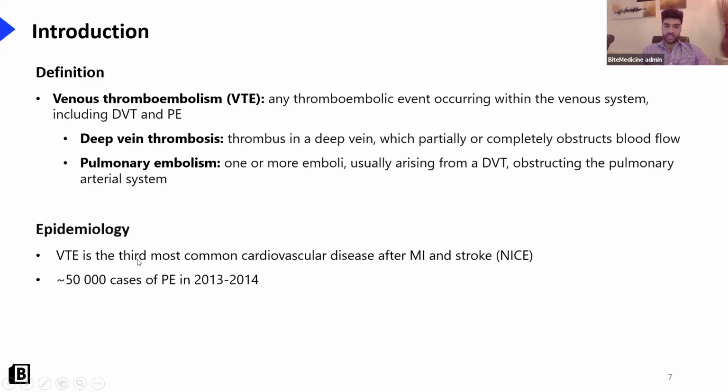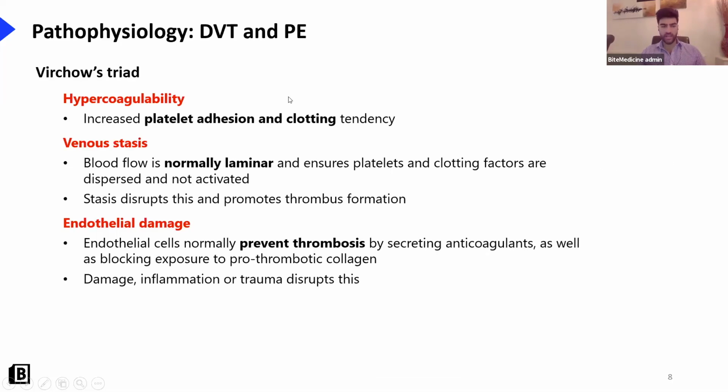Epidemiology. VTE is the third most common cardiovascular disease after MI and stroke, and PE is very common. There were 50,000 cases in 2013 to 2014. So this is common. You're definitely going to see this as a medical student, as a doctor, so you need to know it pretty well. Now, some of you are asking how does obesity cause a risk? How is that a risk factor for PE and DVT? So we're going to go into that now.